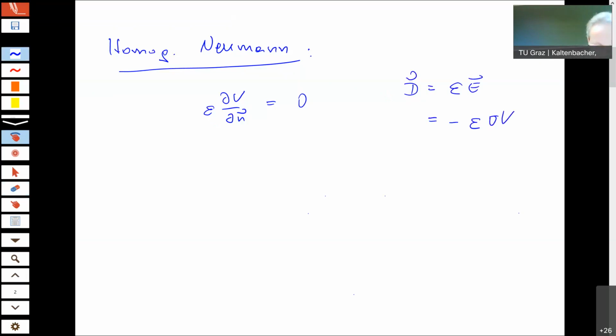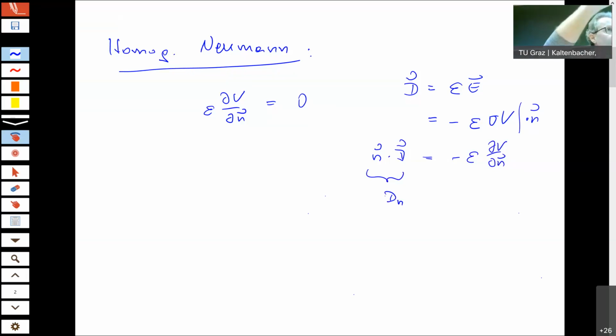Now if you take the dot product with the normal vector, then you have n in D is equal to minus epsilon times the gradient of a scalar dotted with the normal vector, which is the normal derivative. So it is dV/dn as I write it. That means the normal component Dn is equal to 0, which means the flux cannot go out of the domain. It has to be somehow parallel along the computational domain.